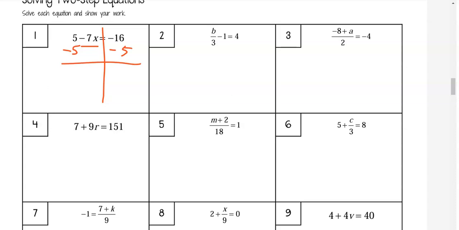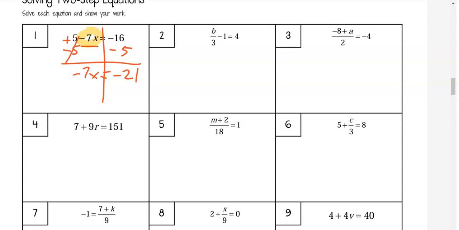That's because this 5 is really a positive 5 or a plus 5. That negative sign right there really belongs to the 7x, or minus 7x. The 5 itself is positive. When I subtract that 5, it's going to go away, and I'm going to be left with negative 7x on the left. On the right-hand side, I'm going to be getting negative 21.